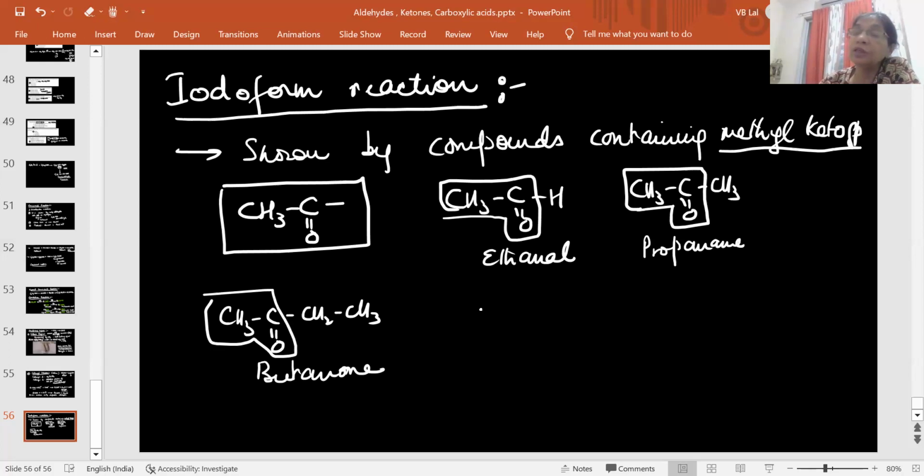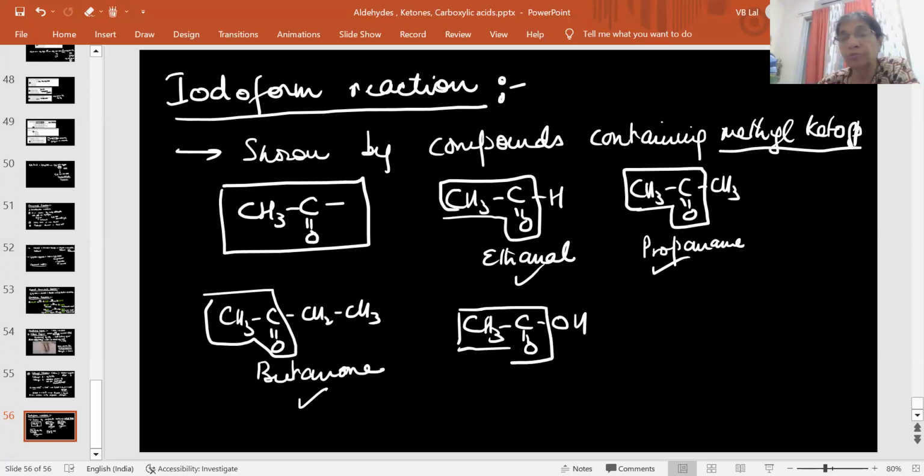Now, which are the ones which cannot show? Supposing I take CH3C=O and OH. This also has the CH3CO group. But this CH3CO group is not a methyl keto group. Here it is known as the acetyl group. So this cannot show. This is not a part of an aldehyde or a ketone. It has a CH3CO group, but this will not show.